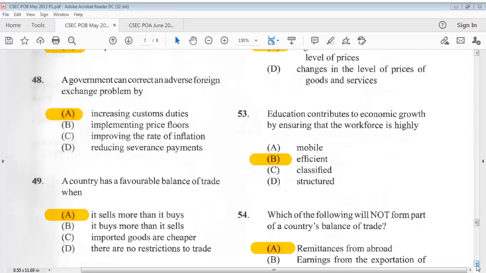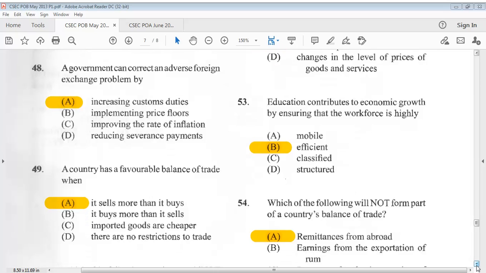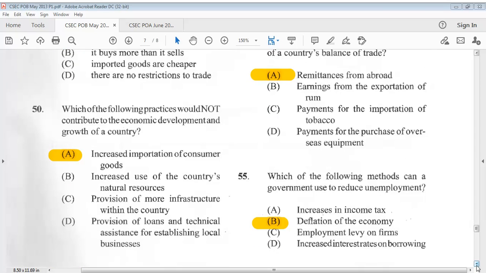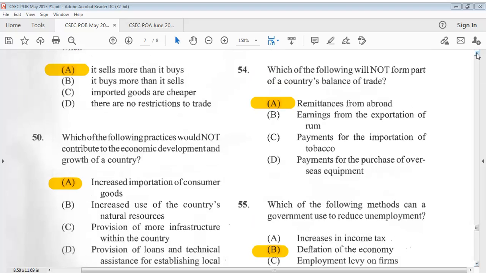48 says a government can correct an adverse foreign exchange problem by A, increasing custom duties. 49 says a country has a favorable balance of trade when, the answer A, it sells more than it buys. 50 says which of the following practices would not contribute to the economic development and growth of a country? A, increased importation of consumer goods. Let's go on to 51.